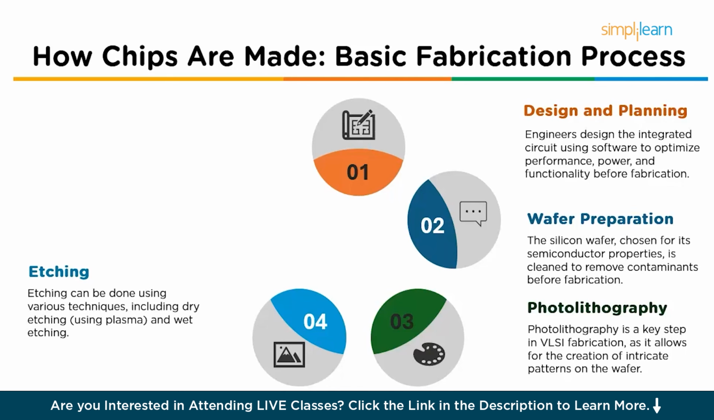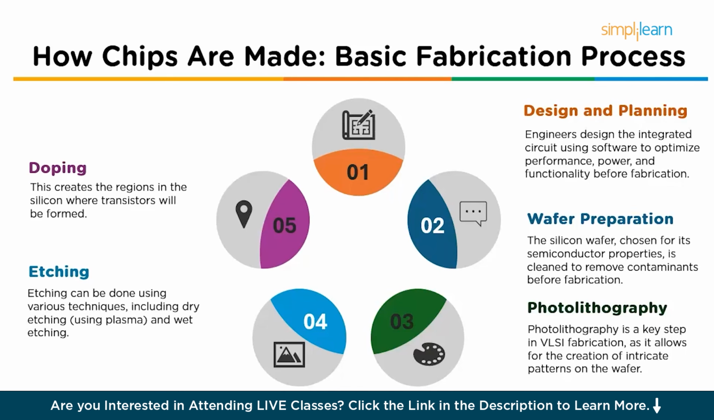The fifth one is doping. In this step, the wafer is exposed to different chemical dopants to alter the electrical properties of the silicon in specific areas. Introducing dopants such as boron or phosphorus makes the semiconductor material either conductive, N-type, or less conductive, P-type. This creates the regions in the silicon where transistors will be formed.